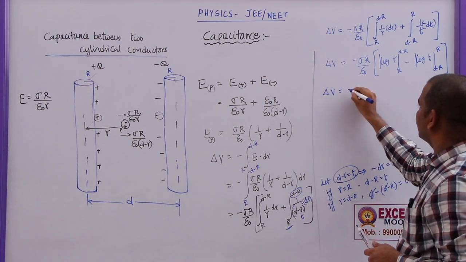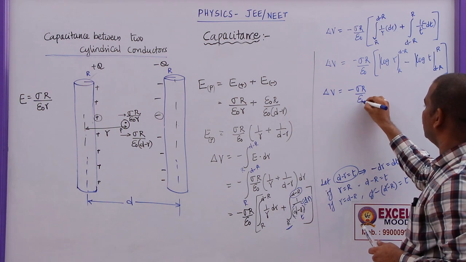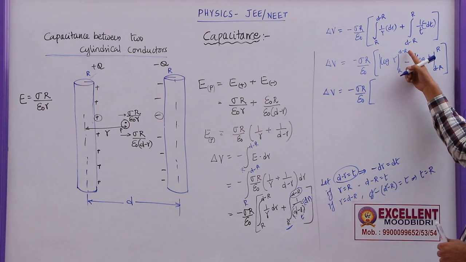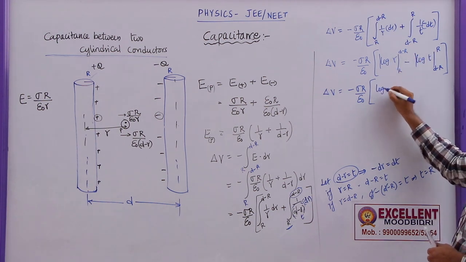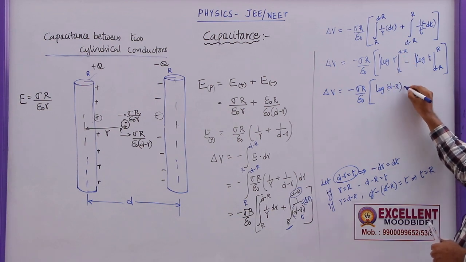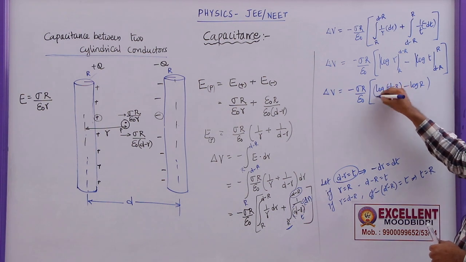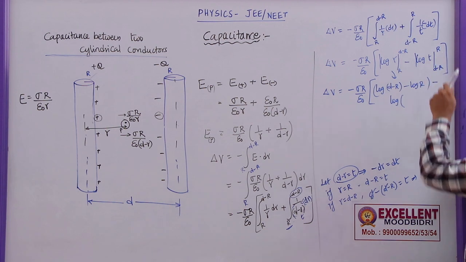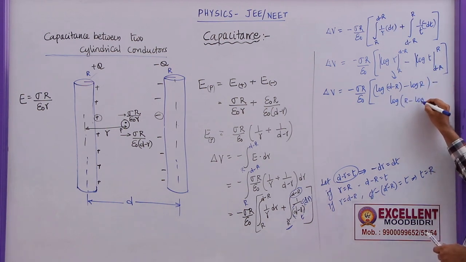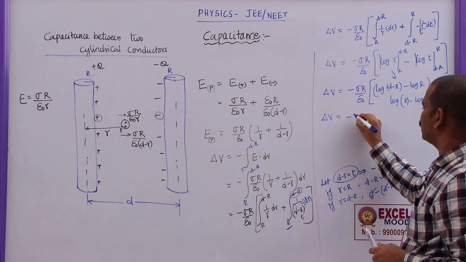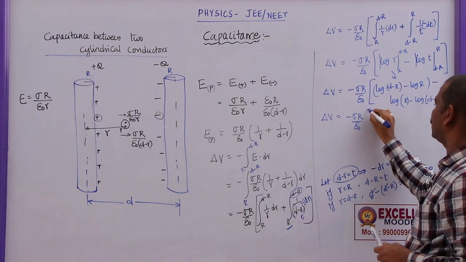So, delta V will become minus sigma r by epsilon naught. This is log r with substituting these limits, this will become log of upper limit d minus r, minus log r, this is first one. For this one, minus, log of the upper limit is r, minus log d minus r. So, based on this one, delta V is equal to minus sigma r by epsilon naught.